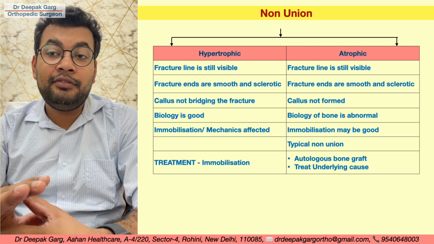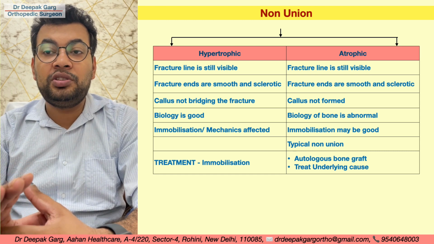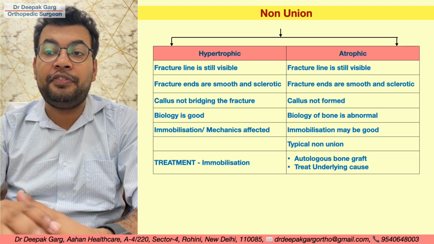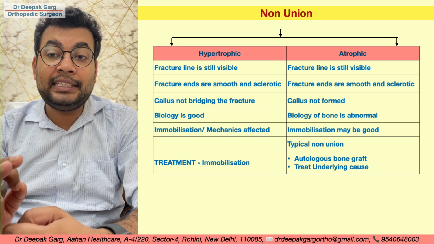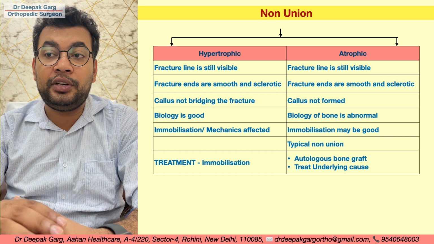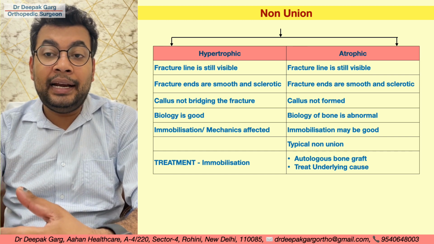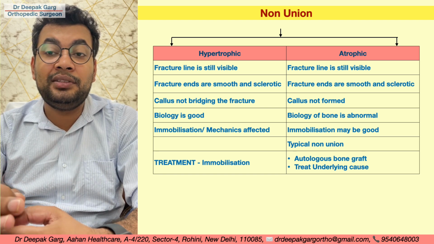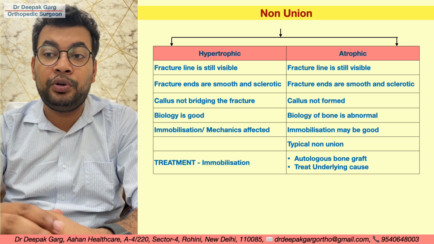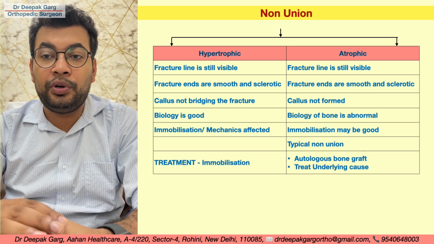So the fracture line will still be visible in both. Fracture ends will be smooth and sclerotic in both hypertrophic and atrophic non-union. But abundant callus will be seen in hypertrophic non-union, whereas there is no callus in atrophic non-union. Because the ends are viable, abundant callus is formed, blood supply is normal. So the biology is good in hypertrophic non-union, whereas biology is poor or abnormal in atrophic non-union.